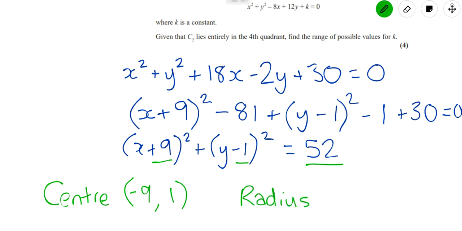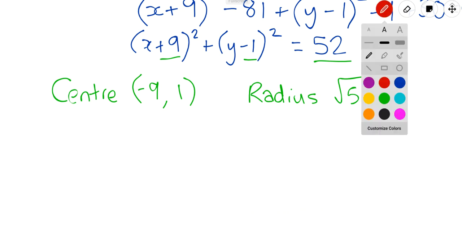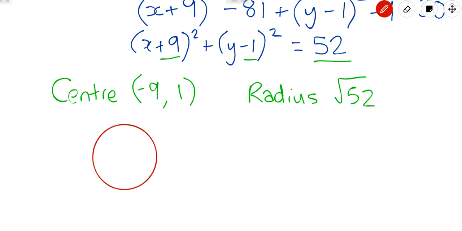Not 2, 52. That's right, 52. There we go. So now that we know that, I'm going to just draw a quick diagram. I can actually make an actual circle on this thing. Look at that, fancy.